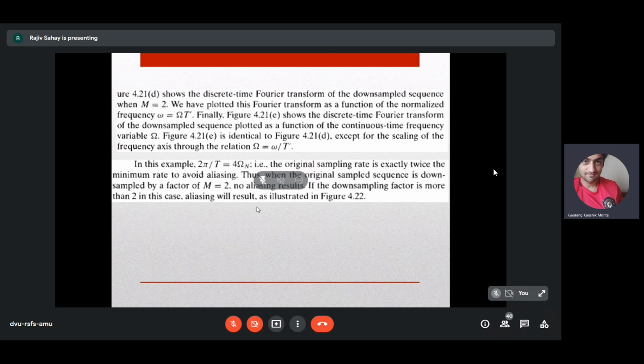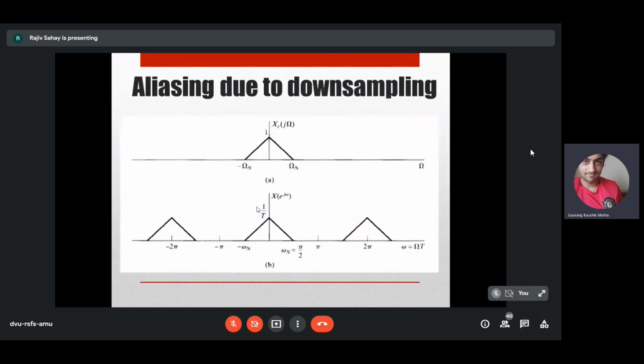We'll go to the next example where we'll see aliasing happening because we'll increase M to 3. Here omega N is chosen as pi by 2. And we are not going to downsample by 2, but we are going to go beyond 2, that is 3. So if omega N is equal to pi by 2, then if you downsample by a factor of 2, it will expand and it will come here. So when M is equal to 2, there is no aliasing, but when M is greater than 2, you will observe aliasing.